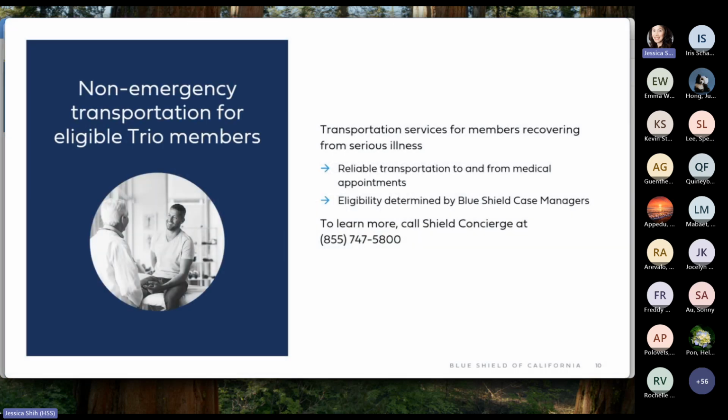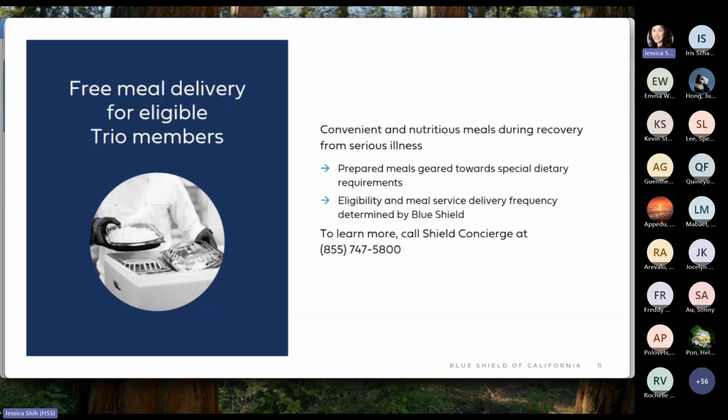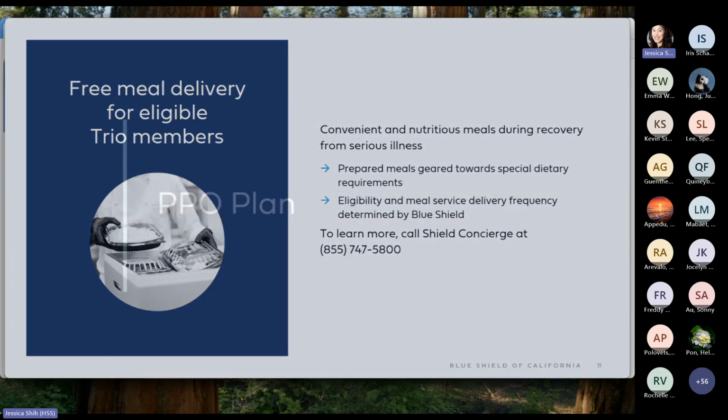Now let's chat about a couple of exclusive programs that are available to Trio members only. The first is a non-emergency transportation service for members recovering from a serious illness. It offers reliable transportation to and from medical appointments. Eligibility is determined by a Blue Shield case manager. The second is a free meal delivery service which offers convenient and nutritious meals during recovery from a serious illness. These meals are prepared and geared towards special dietary requirements. Eligibility and meal service delivery frequency is determined by a Blue Shield case manager. For information on either program, you can call the Shield Concierge team at 855-747-5800.